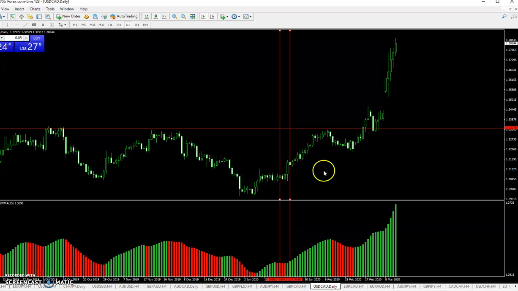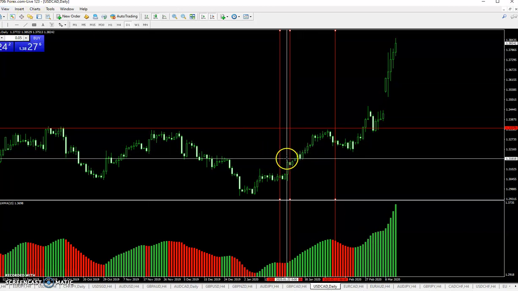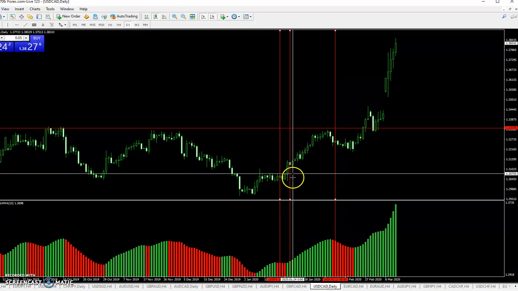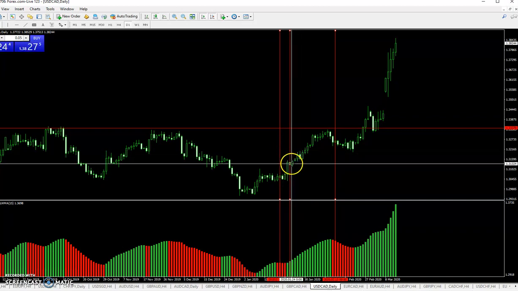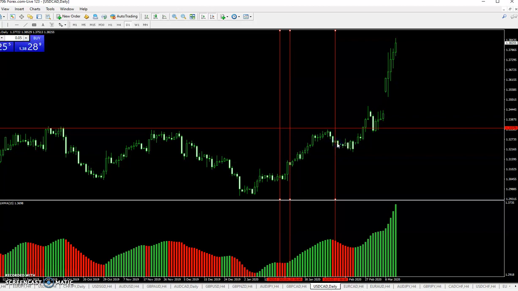So a 60 pip loss, but then you turn around and go long in here, and then you exit short, or if you see it pull back, you can always get out with a profit. But if you just want to follow the bars here and do no analysis whatsoever, just trade what these bars tell you, that would have been a 113 pip profit.